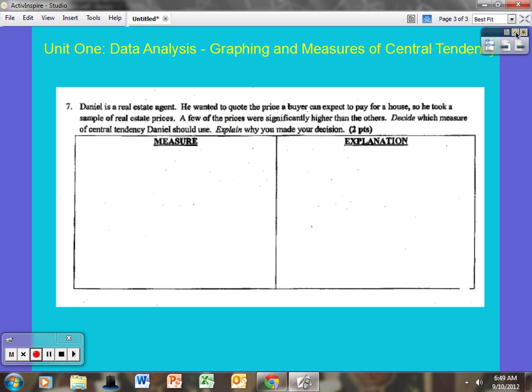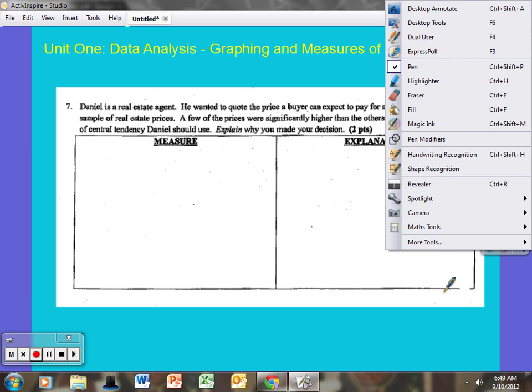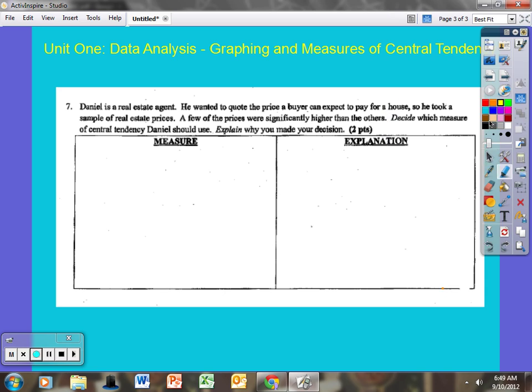Okay, so someone's buying a house. Daniel needs to figure out what he should tell this potential buyer. The mean or the median or the mode, because it says measure of central tendency. Daniel wanted to quote the price a buyer could expect to pay. Now he took a sample, so he just took not all of them, just a small sample of them. A few of the prices were significantly higher. The keyword here is a few. So we have a few what we'd call outliers. Some of the numbers far exceed the numbers of the general sample.